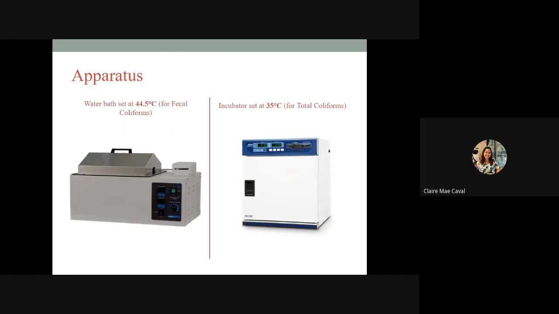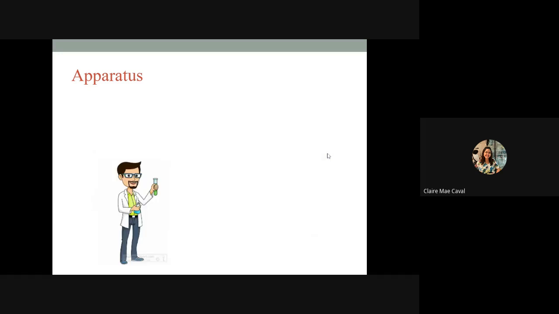These are the apparatus used. So we already start with the procedure. Ito yung mga apparatus. Again, let's recall, fecal coliforms will grow at 44.5 degrees Celsius. So we need a water bath set at 44.5 degrees Celsius. And then an incubator set at 35 degrees Celsius for total coliforms.